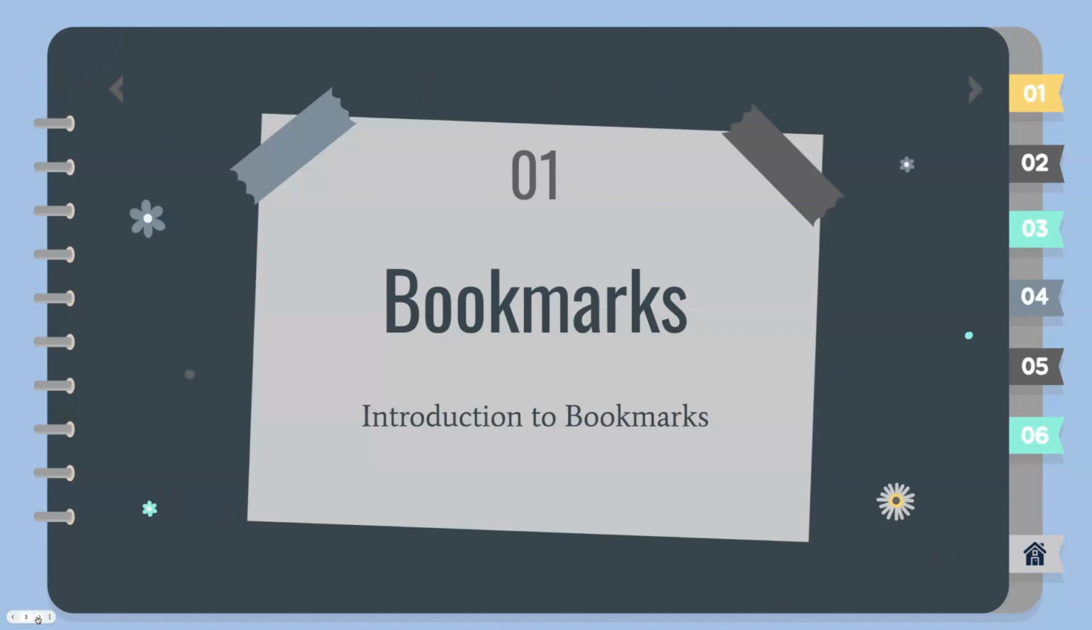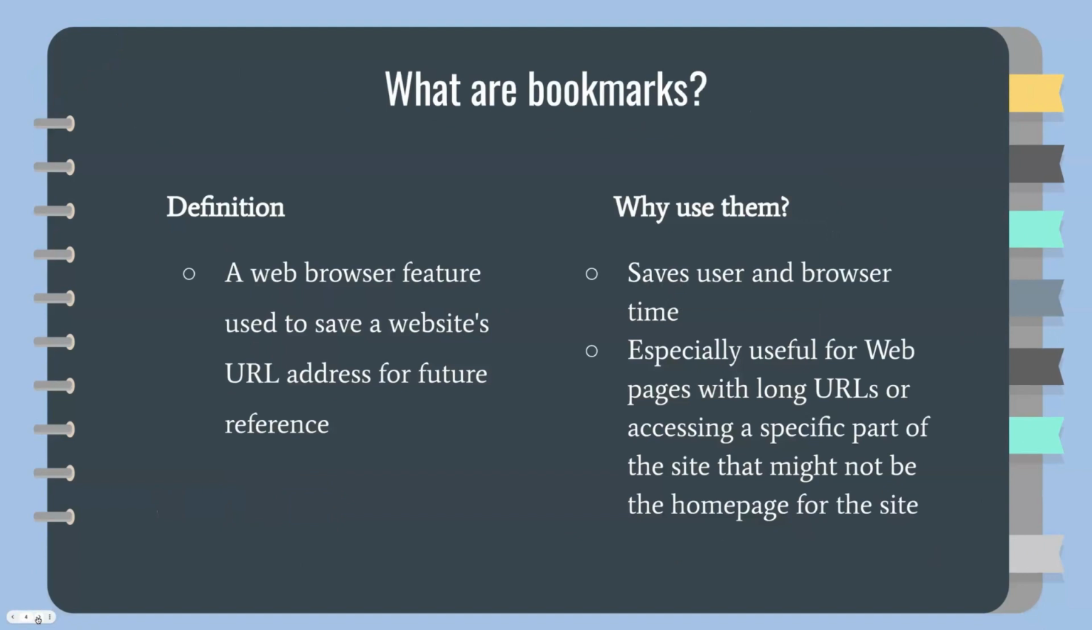So first, let's dive into bookmarks. So what are bookmarks? The definition of a bookmark is a web browser feature used to save a website's URL address for future reference. And why use them? Saves user and browser time, especially useful for web pages with long URLs or accessing a specific part of the site that might not be the homepage for the site.